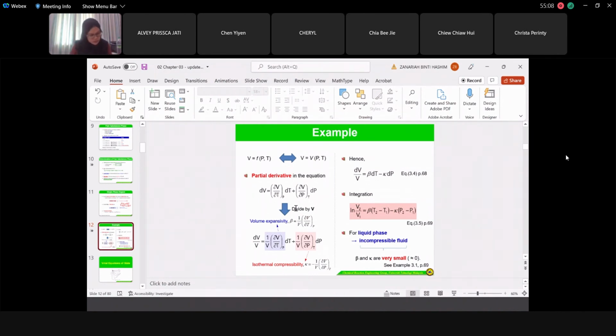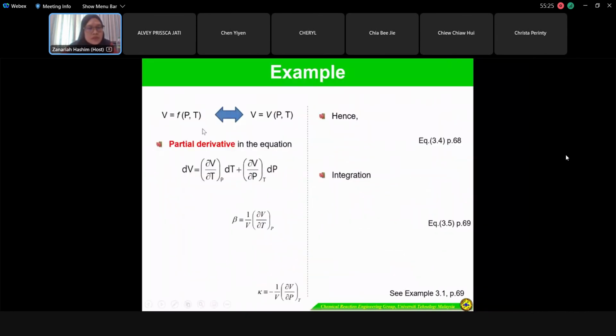Okay, if you are referring to your textbook, we are on page 68. Let's continue.